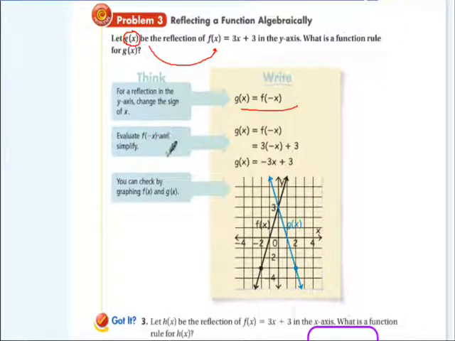Evaluate f of negative x. Well, we did this recently where we took values from a function, plugged them into the original and got a new function. So that's what we do. We take this negative x, we plug it into the original function right there, and then we simplify. 3 times negative x is negative 3x. And so we end up with this g of x that's going down like this, and if you look at it, it's an exact mirror image in the y-axis of the original function.